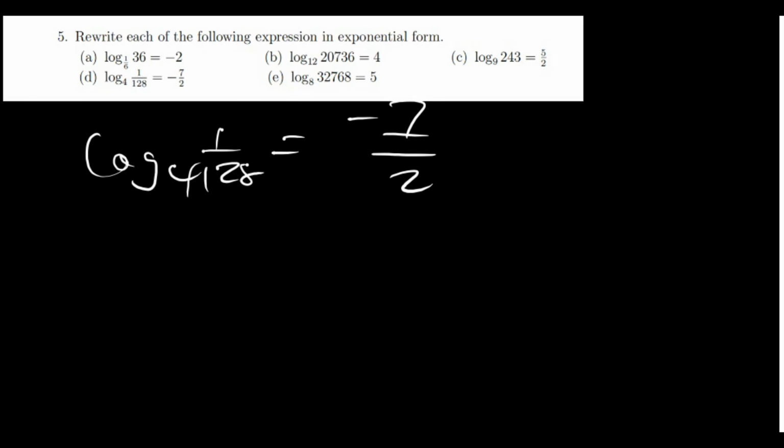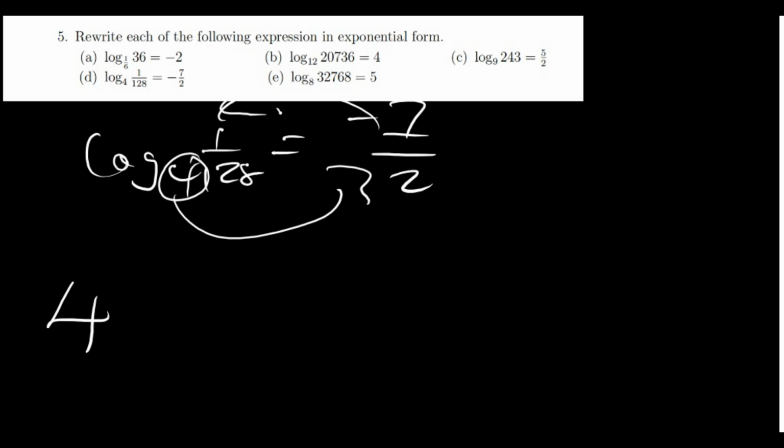But D is saying log base 4 of 1 over 128 is equal to -7 over 2. So the base is 4. 4 raised to the power what is outside is equal to what is inside. So it's going to be 4 raised to the power -7 over 2 is equal to 1 over 128. As simple as that.